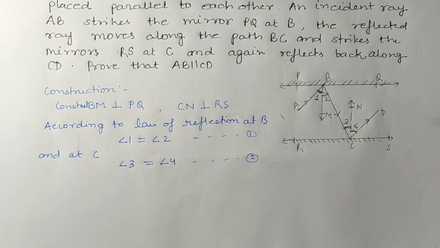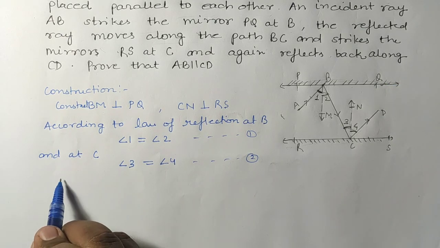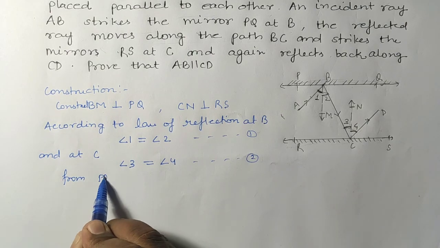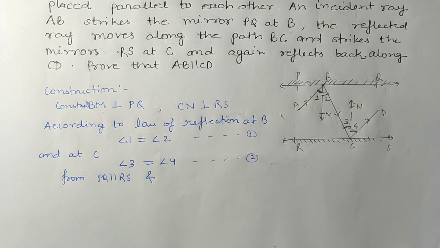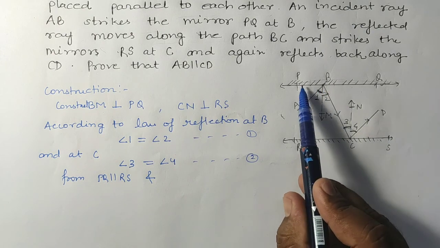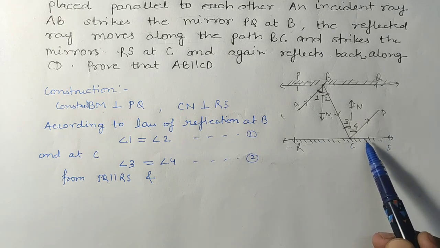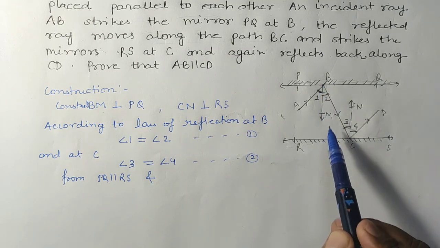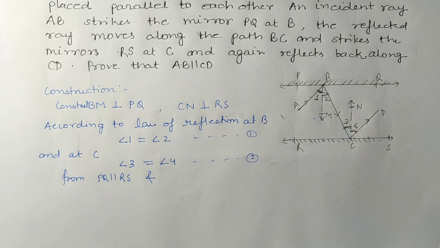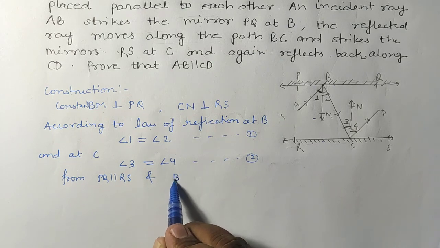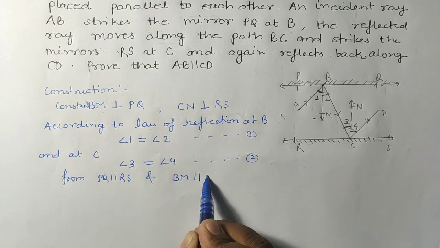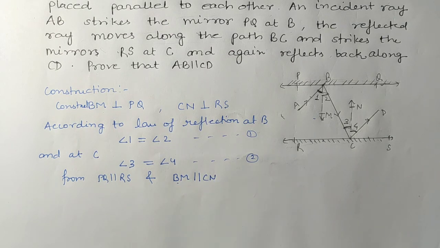Now see students, it was given that PQ is parallel to RS. BM is perpendicular to PQ, and CN is also perpendicular to RS. So if these two are parallel, their perpendiculars should also be parallel. We are saying that BM is parallel to CN because both are perpendiculars on parallel lines.